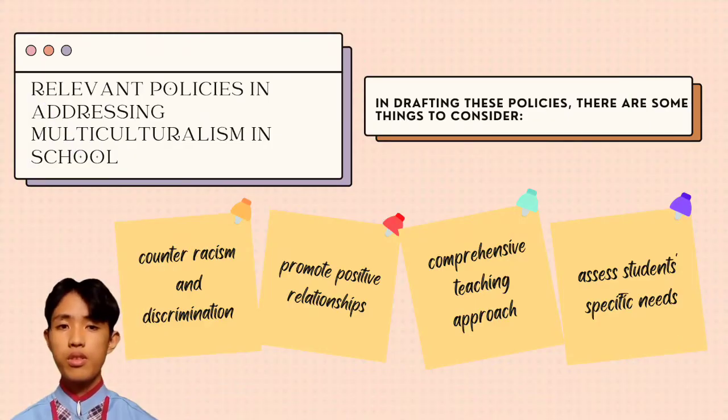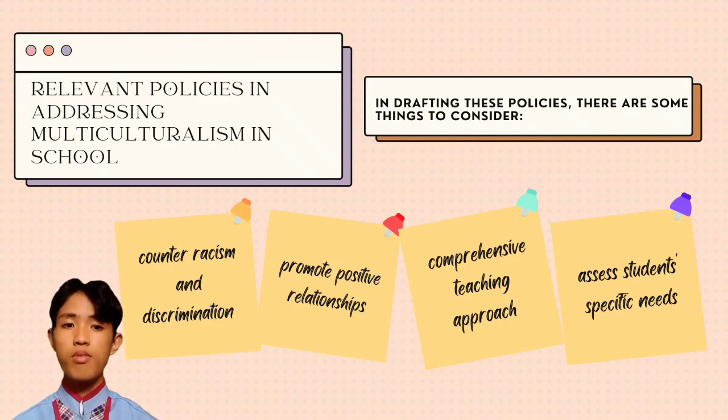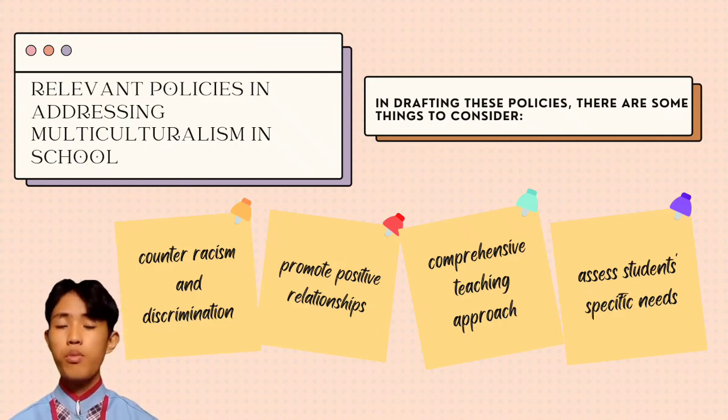As diversity grows, schools need to have a realistic approach in promoting equity and justice towards diverse classrooms. Cultural understanding and respect might not be enough to maintain order and resist cultural issues. One way of doing so is to create relevant policies addressing multiculturalism within the school. In drafting these policies, there are some things to consider. Number one is to counter racism and discrimination. One of the ways to effectively create a policy is to counter the issues that are associated with it. In multiculturalism, it usually includes racism and discrimination.